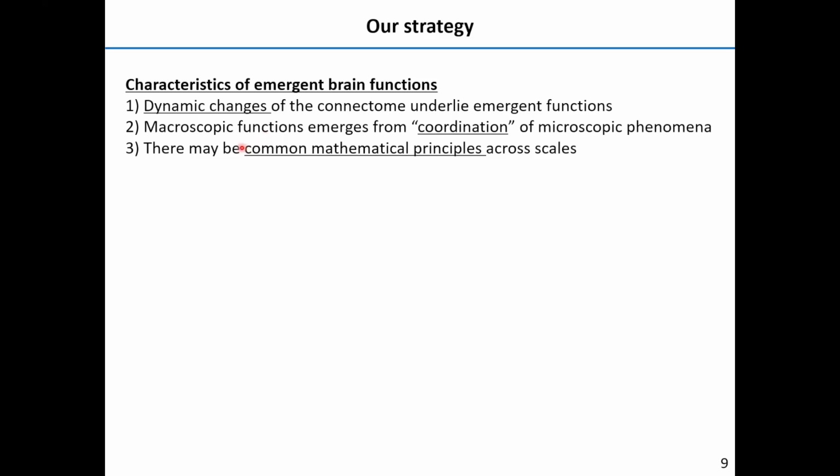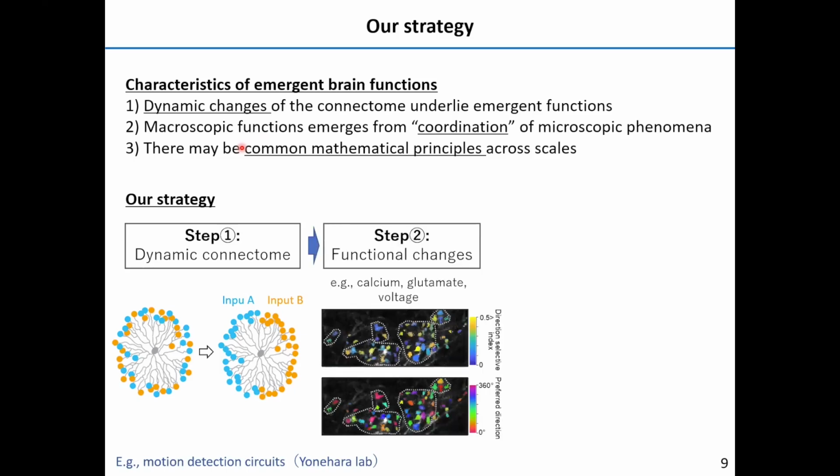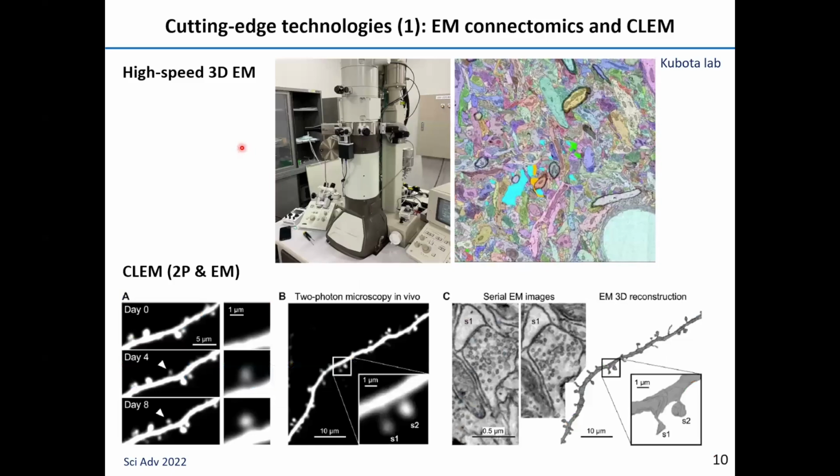So it's maybe important to understand all these phenomena in a quantitative way, and we eventually want to understand the underlying mathematical principle that controls this kind of phenomena. So what we want to do here is to record the changes of the connectome quantitatively. Next, we want to see the functional changes accompanying the structural changes. And lastly, based on the quantitative data, we want to understand the underlying principles. That is our basic strategy.